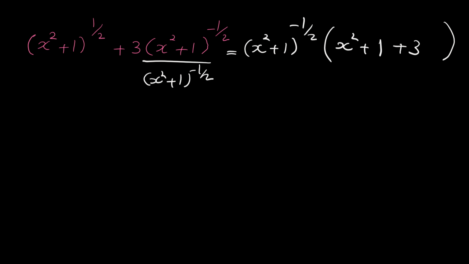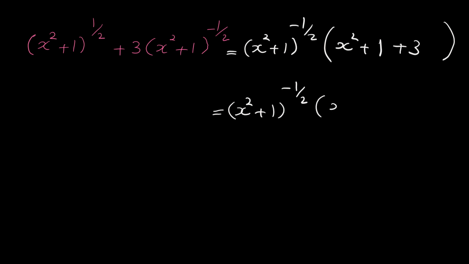If we simplify the expression inside the bracket, then we have x to the 2 plus 1 to the power of negative 1 half times x to the 2 plus 4. Here we cannot factor this expression anymore because this is x to the 2 plus 4. If it was x to the 2 minus 4, yes, we could factor it. But x to the 2 plus 4, no, we can't factor it anymore, so we leave the answer in this form.